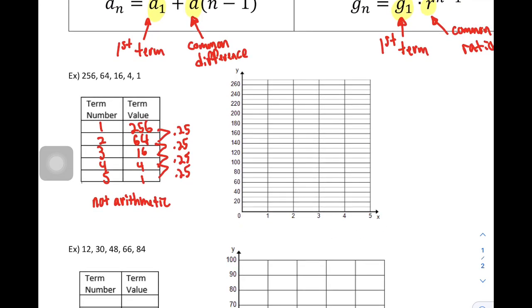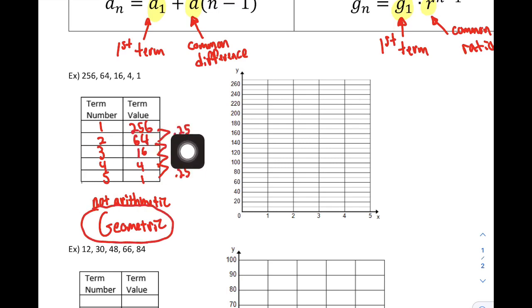So in this case, it's not arithmetic, but we do have a geometric sequence, and we have a common ratio of 0.25. So I'm going to say r equals 0.25. This is our common ratio. This is what we're multiplying by. As we see in this sequence, we're just multiplying by 1 over 4, or by 0.25. And we know that the numbers are getting smaller. Usually when you multiply by a decimal between 0 and 1, the numbers will get smaller.